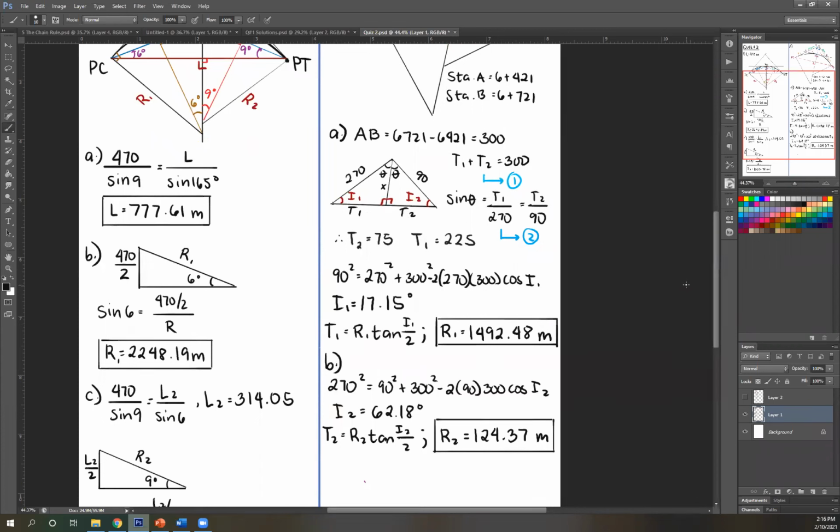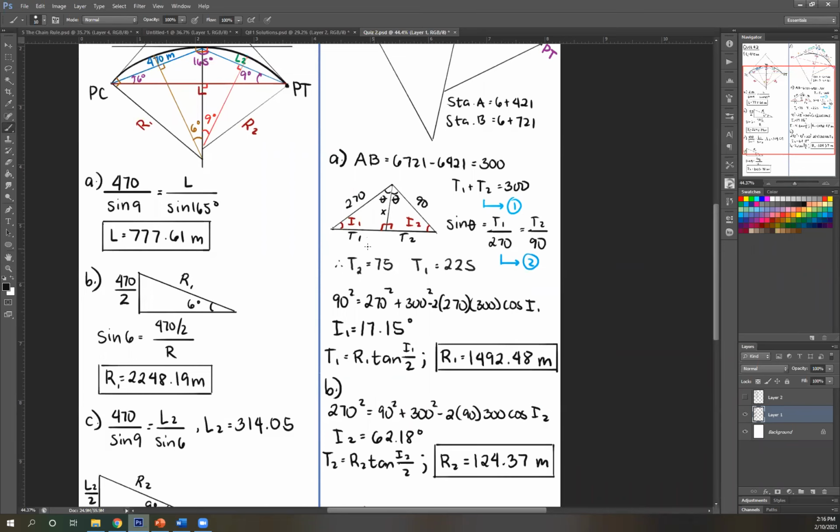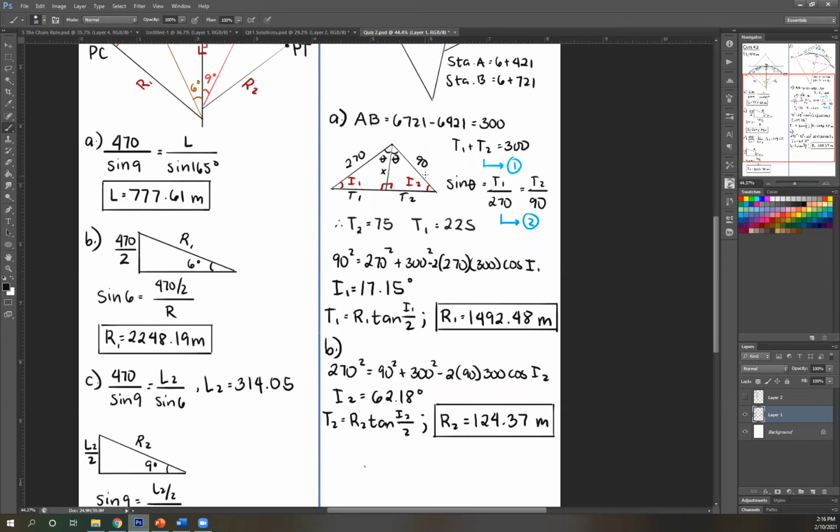Number 2, solving for R2, the radius of the second curve. So you're going to do the same thing. I already know T2, so the only problem now is I2, and to solve for I2, you're just going to use cosine law again. So cosine law, I want to know I2, opposite side is 270, so first start with 270 squared, equals the remaining sides 90 and 300. So plus 90 squared plus 300 squared minus 2 times 90 times 300 cosine I over 2. Solving for I over 2, you get 62.18.